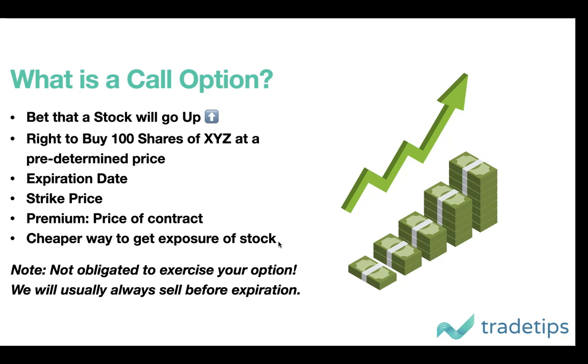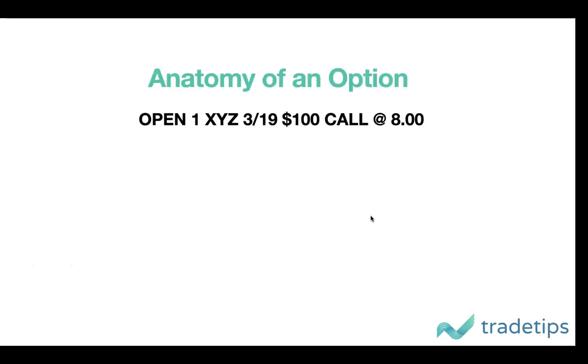I do want to let you guys know that you are not obligated to exercise your option. So if you bought a call option and you're like, well, I don't have the money to buy that, well, you're not obligated to buy it. So we'll usually just trade the price fluctuations of the call option itself. And we will usually always sell before expiration, and you will never try to be obligated to buy that stock at that time, at that price.